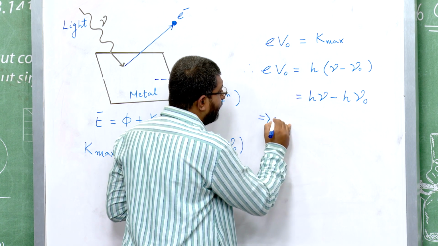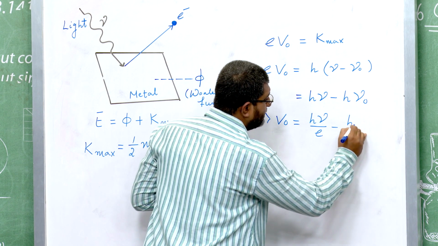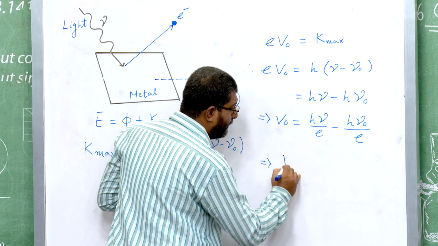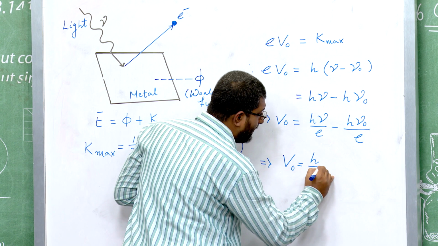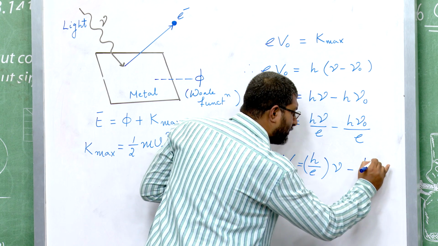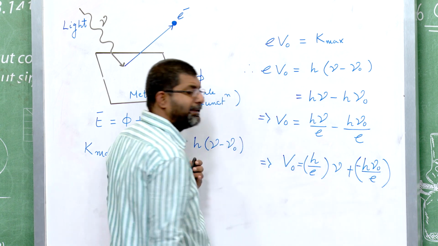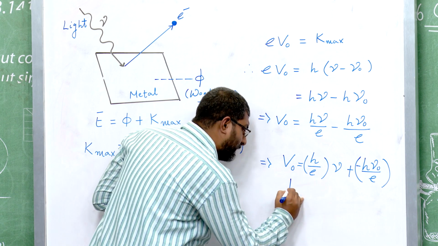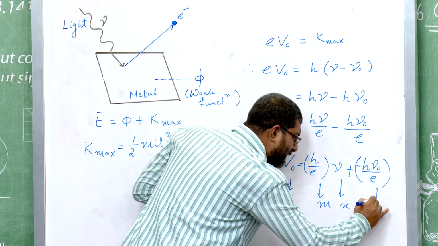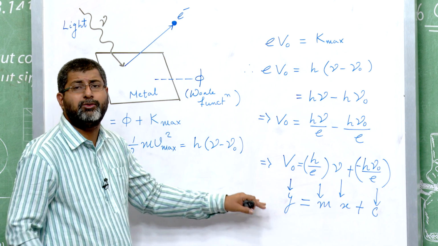That implies V0 equals h nu by E minus h nu 0 by E. That implies V0 equals (h by E) whole into nu minus h nu 0 by E. Rather, I will write this as a plus and here there is a minus. So in this equation, if this is y, this will be m, this will be x and this will be c. We can write this equation as a representation of y equals mx plus c.